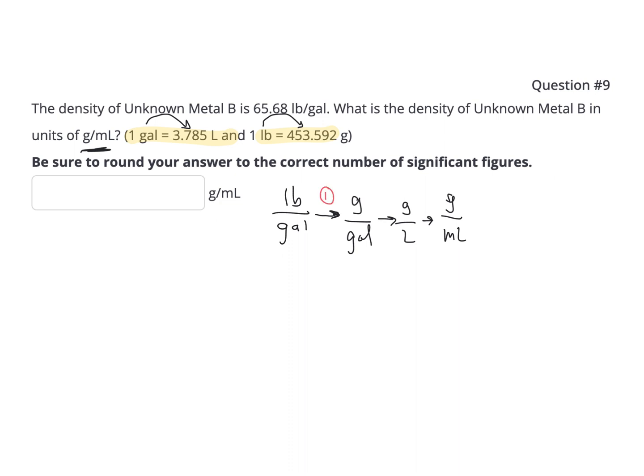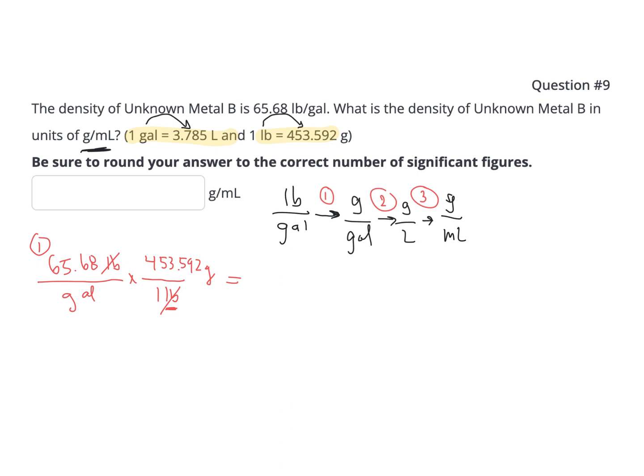And so we can see basically I need 1, 2, 3 steps to solve this problem. So I'm going to start with 65.68 pounds per gallon. And we know, right, for every 1 pound, we want pounds to cancel out. So I want them down here so they cancel out. For every 1 pound, we're going to have 453.592 grams. So that's our first step. Pounds cancel out when we multiply across.